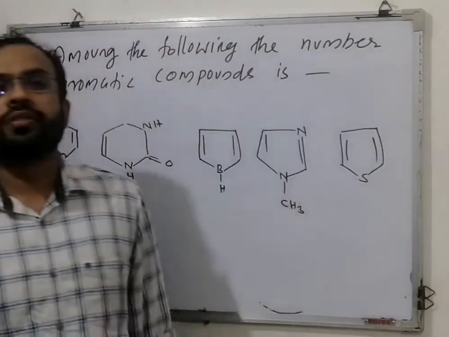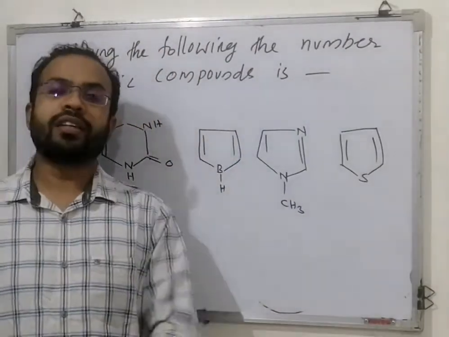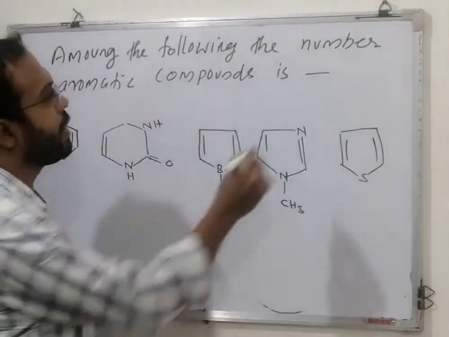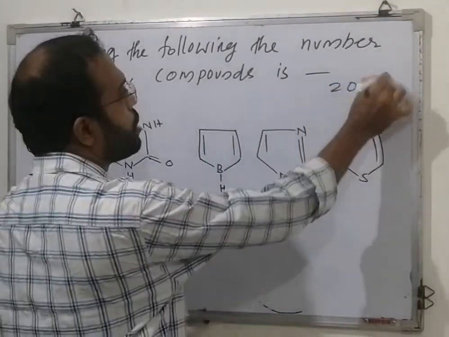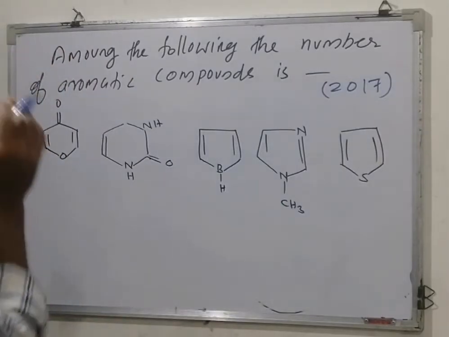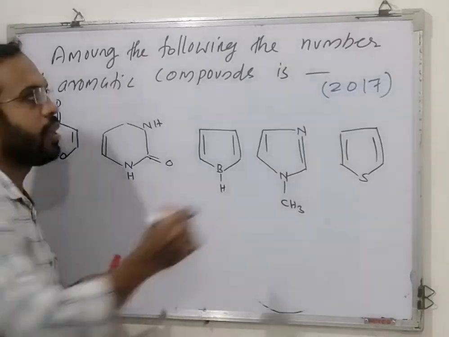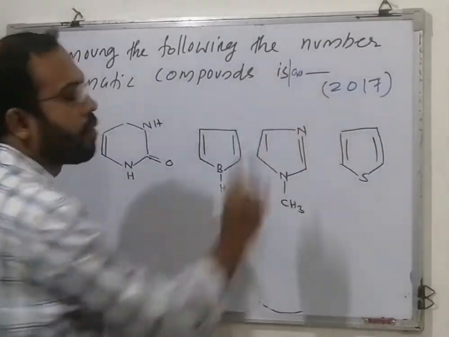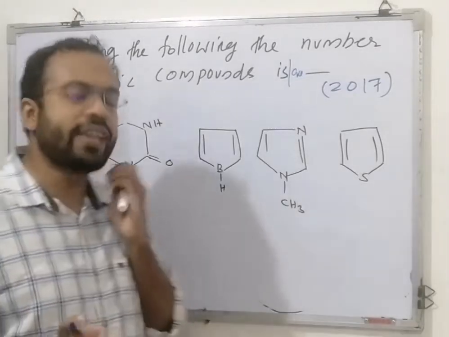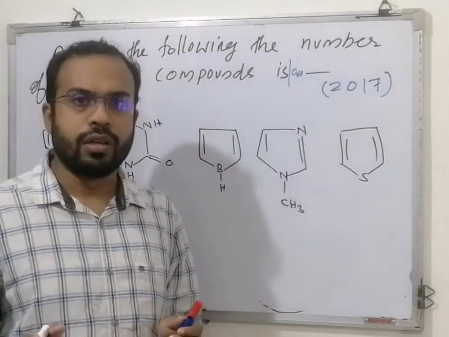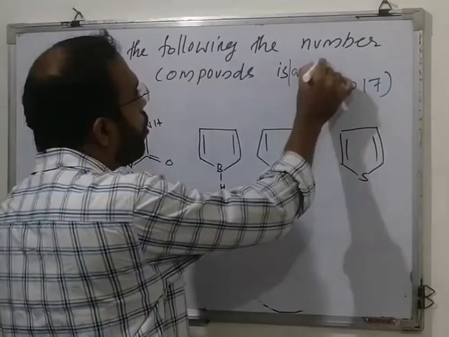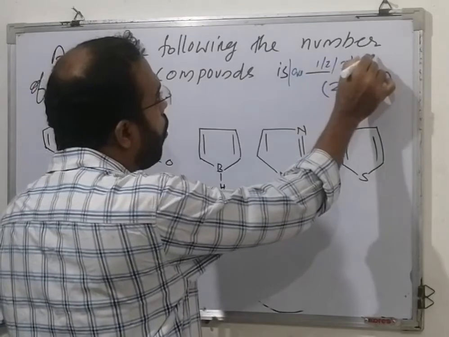Okay, students, let us go to another organic chemistry discussion, aromaticity. A 2019 question: among the following, the number of aromatic compounds is or are. You have to answer the number. You will have such numerical answer type questions. You have to write the answer if it is 1 or 2 or 3 or 4 or 5.